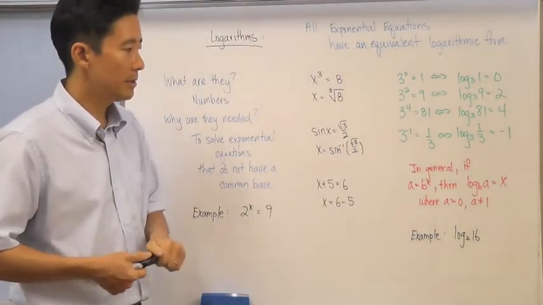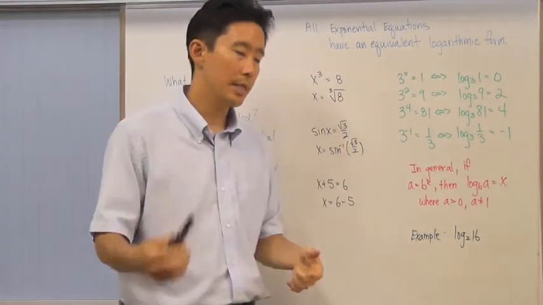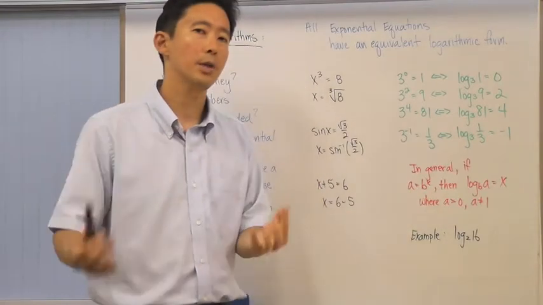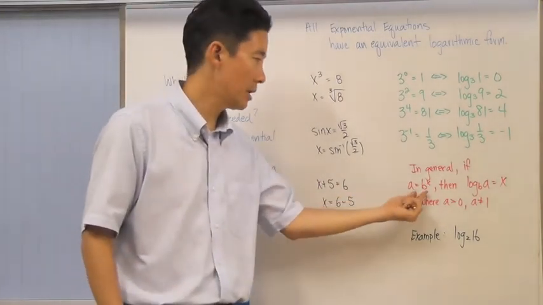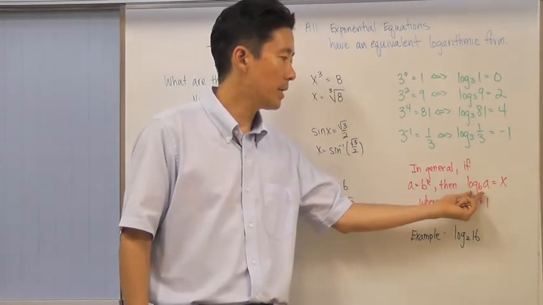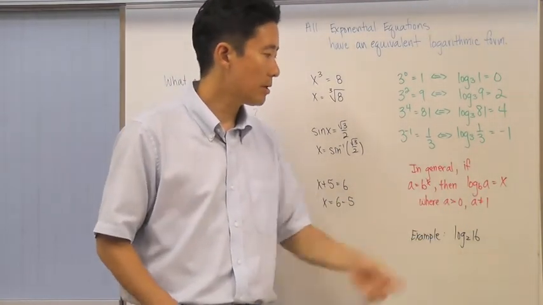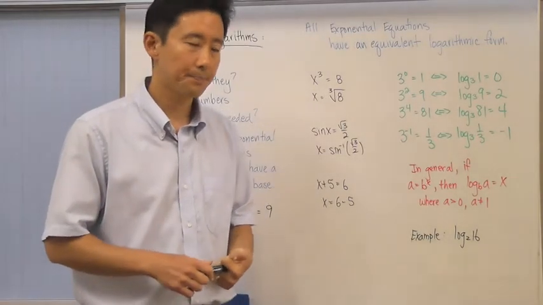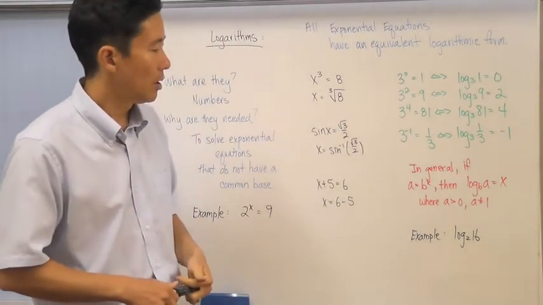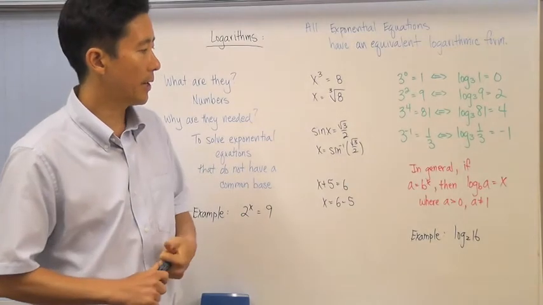It says in general, if a is equal to b to the x, notice that we're dealing with an exponential function, then the log base b of a is going to be equal to x, where a is going to be greater than 0 and a is not equal to 1. Okay, so let's go ahead and take a look at an example now.